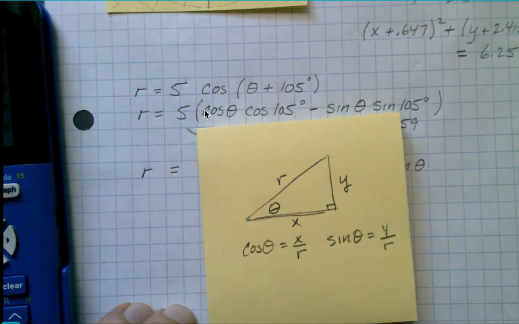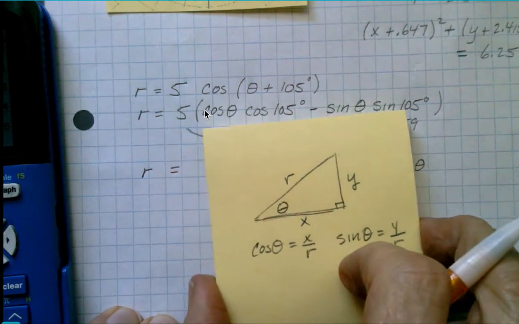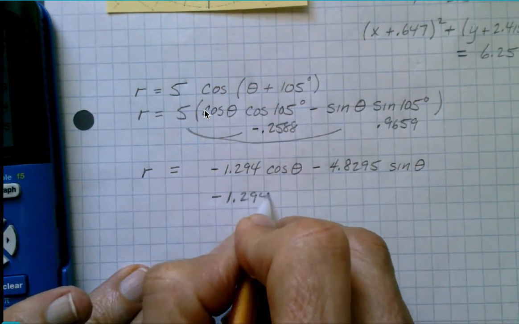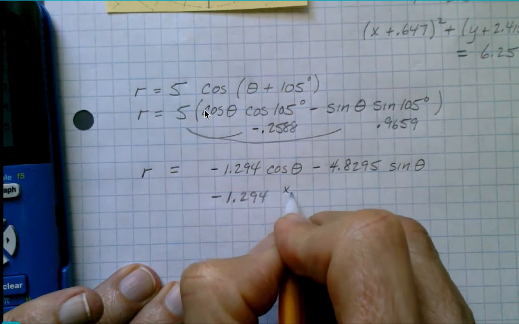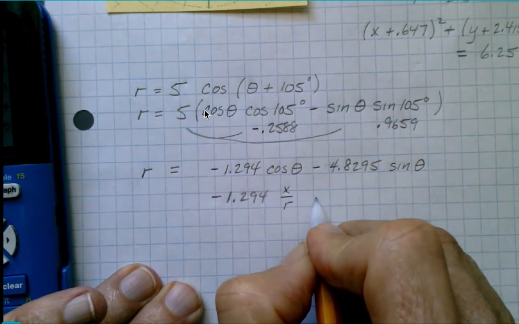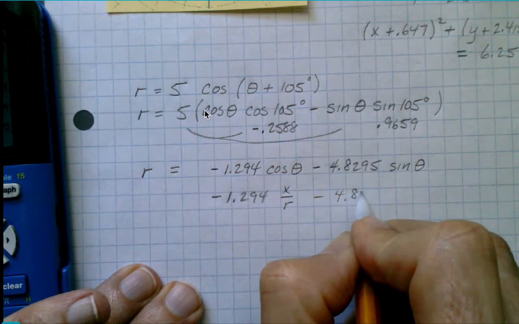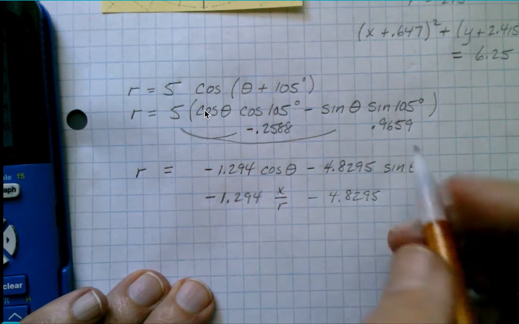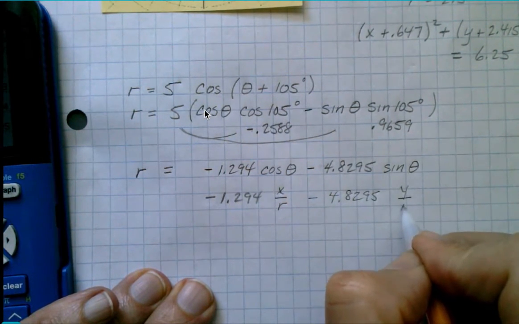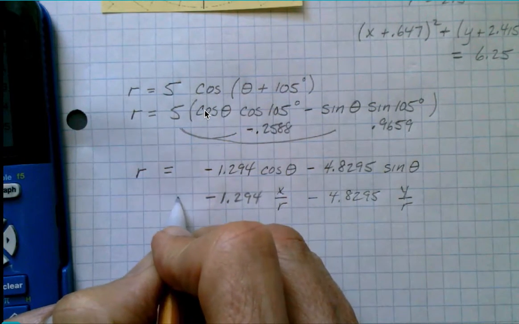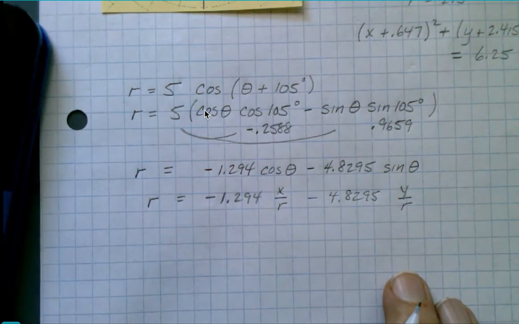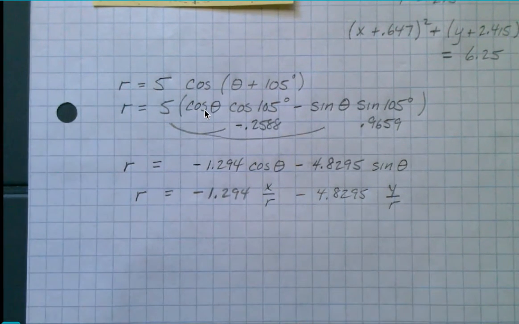So I'm going to replace the cosine theta and the sine theta with these expressions, and we'll take a look at that. So I've got negative 1.294, and I'm going to replace that with x over r, and then minus 4.8295 and sine theta, I'm going to replace with y over r. So at this stage, you're going, okay, I've got theta out of the problem. Now I need to somehow get r out of the problem.